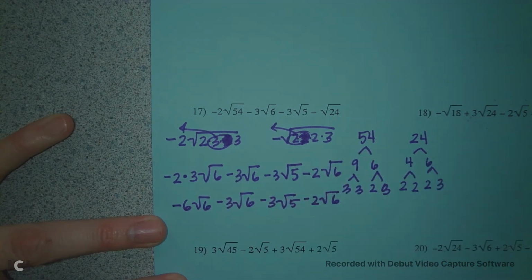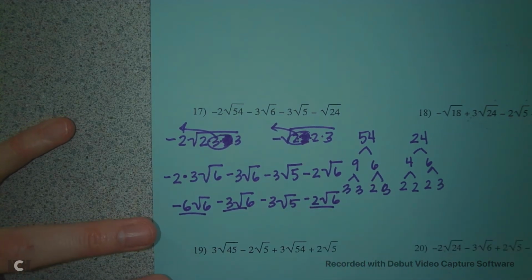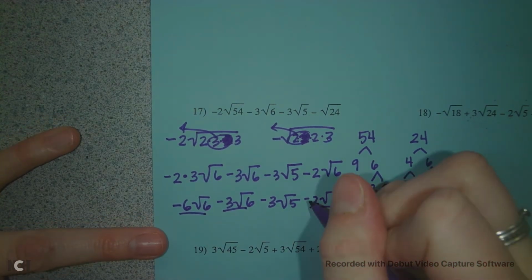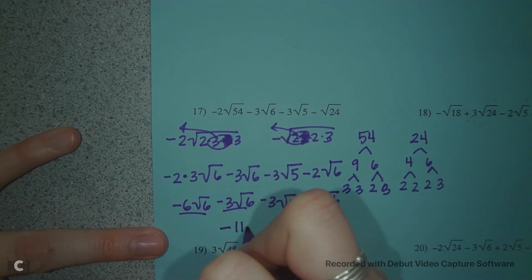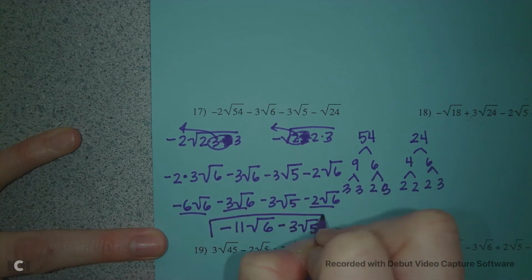Okay, so let's simplify. Negative 2 times 3 is negative 6 root 6, minus 3 root 6, minus 3 root 5, minus 2 root 6. So I have some root 6. I have 6, negative 3, and negative 2. So 6 minus 3 is negative 9, negative 11 root 6 when we combine them all, minus 3 root 5. So here's our final answer.